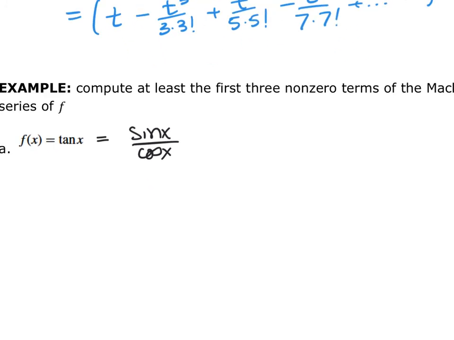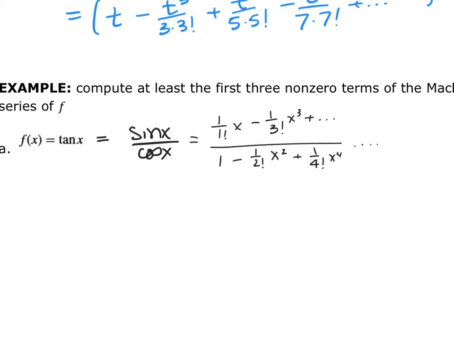If you were to expand this out using the definition of sine and cosine, you're going to get something that looks like this. You're going to get 1 over 1 factorial x for the sine, and then minus 1 over 3 factorial x cubed, and it's going to continue. And then you're going to be dividing by 1 minus 1 over 2 factorial x squared plus 1 over 4 factorial x to the 4th, etc. Which is going to be kind of a bear to try to simplify. This is not going to be very easy to simplify.